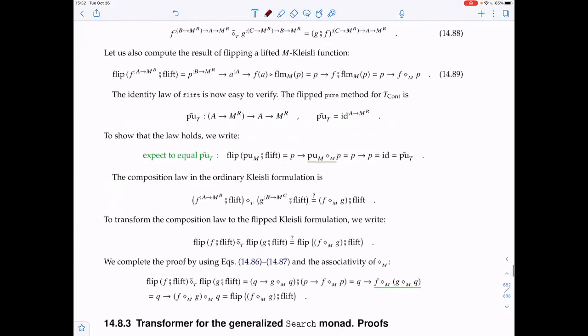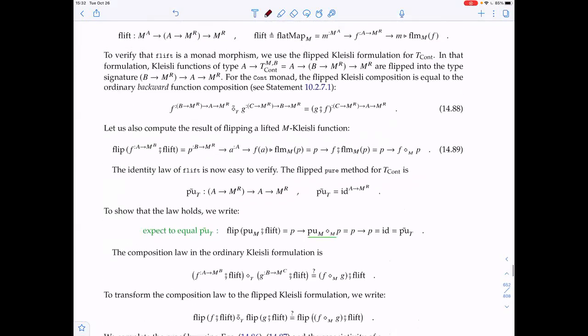And of course, I'm using all kinds of tricks that I have developed for proving things with the continuation monad, like the flipped Kleisli decomposition, which makes computations much shorter, but I will not go into that detail. This is all explained in detail in the book.